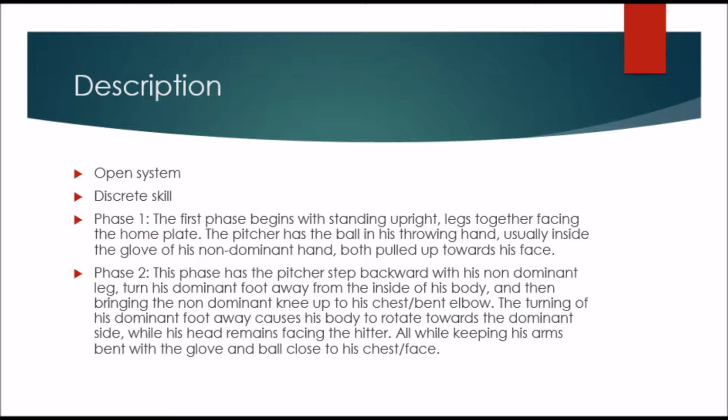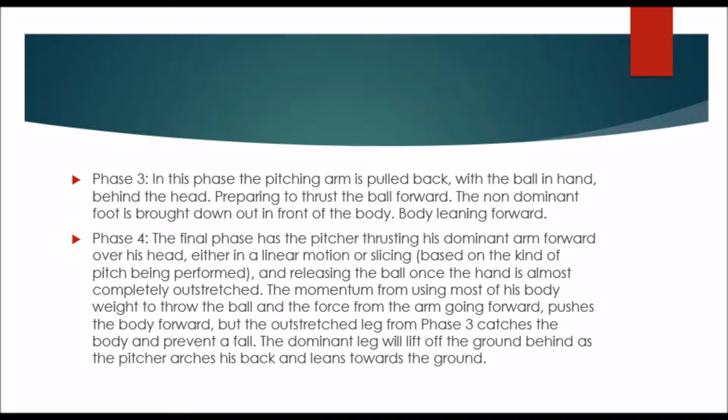Then for phase 2, the pitcher will take a step backward with his non-dominant foot, and then turn his dominant foot away from the middle of his body, so towards the outside. Then he's going to lift his non-dominant knee towards his chest, and this will all cause him to rotate towards the dominant side of his body, away from the hitter, but his head is always going to face the hitter.